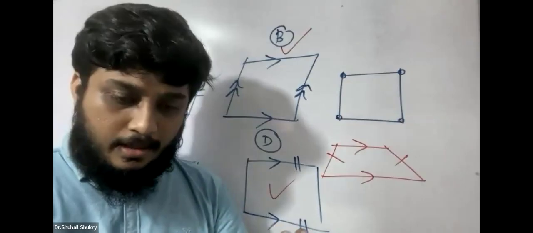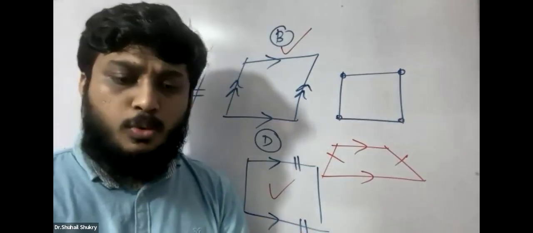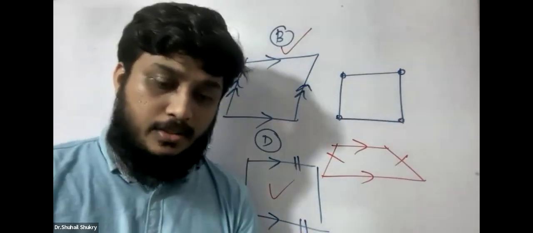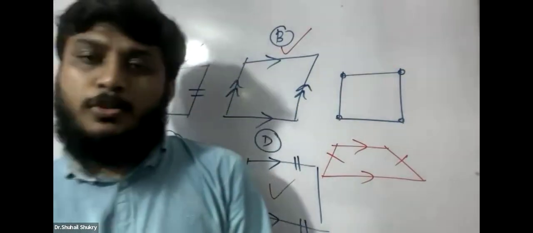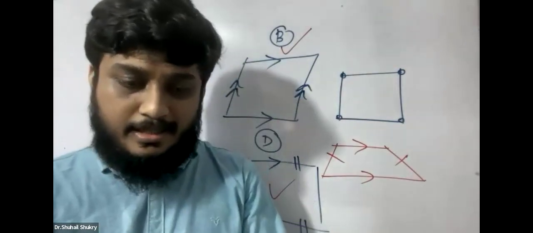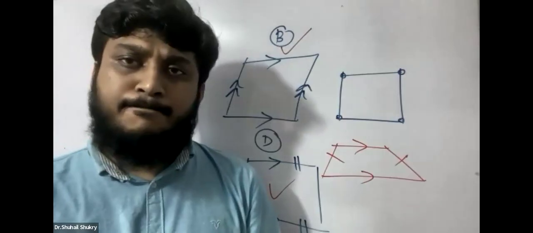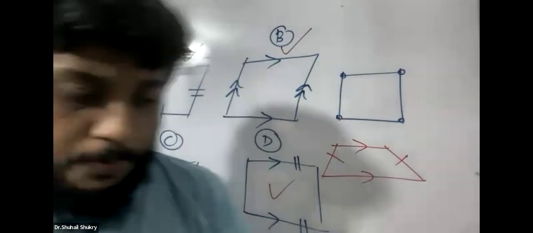So these are the ways you can prove a parallelogram. Under these 5 conditions, right? You can prove a parallelogram. Apart from this, if diagonals bisect each other, that is the 6th condition, right? You can prove those things. I hope you can prove these things.